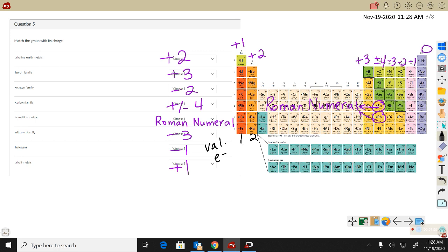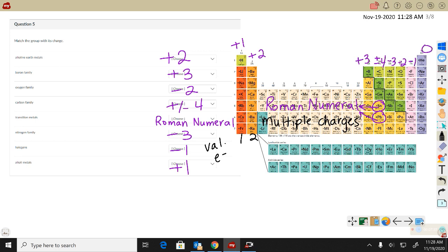Now the Roman numerals are used for the transition metals, tin and lead. Transition metals, tin and lead, can have multiple charges. Now put that in here too, multiple charges. And it's due to those big fat d orbitals that cause some irregularities, and that sometimes there can be more than one way of making an ion stable. And so you'll see a Roman numeral indicating the charge with transition metals, tin and lead.